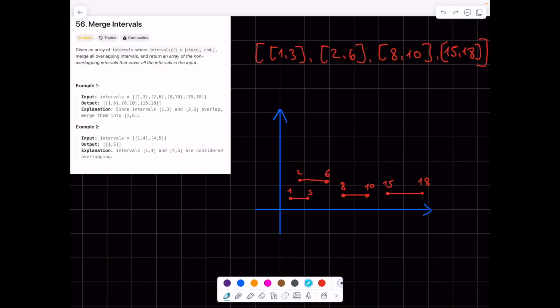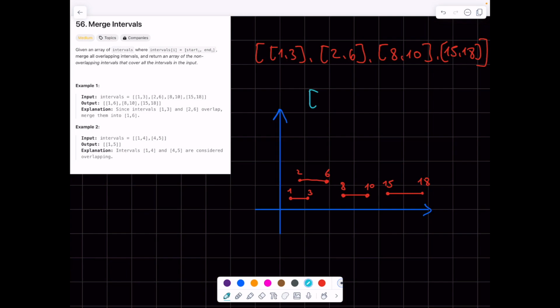Hey guys, today we are going to solve the problem merge intervals. In this problem, we are given an array of intervals where each interval is a list of two integers, start and end. And we are asked to merge all of the overlapping intervals and return the result. So when are two intervals overlapping?